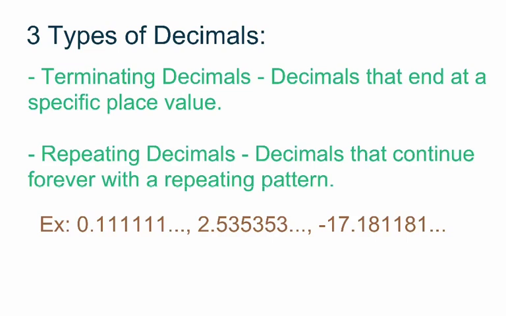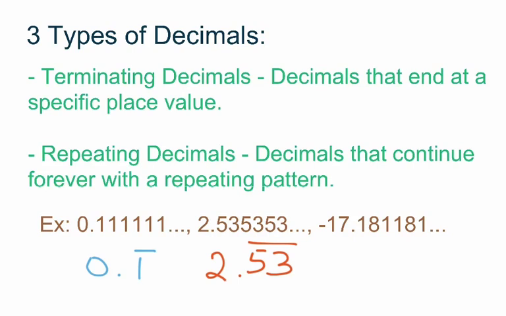So if we have 0.111111, where the 1 repeats forever and ever, we can rewrite that simply as 0.1 with a repeating bar over the 1. All right? And I believe we've seen that all before. Our next example, where we have 2.535353, where the 53 goes on forever, we can rewrite that as 2.53, again with the repeating bar over the 53.